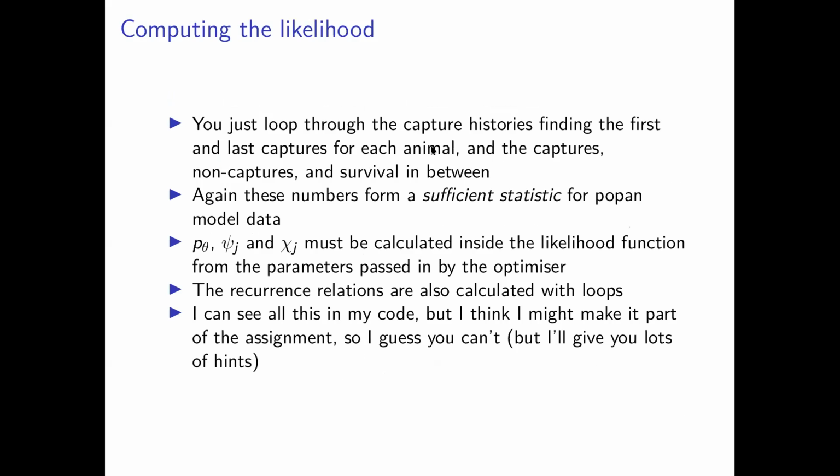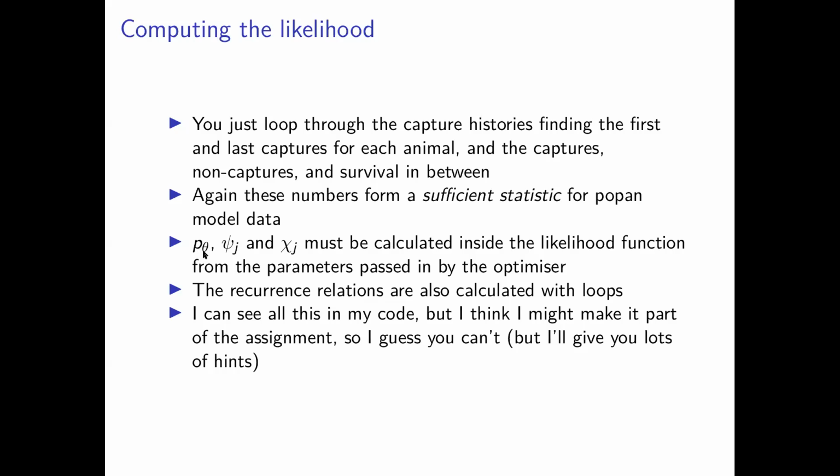To find all those numbers, you just loop through all the capture histories, and for each capture history, find the first and last captures for each animal, and the captures and non-captures and survival in between their first and last captures. And you can keep all that data as you loop through and find the summary statistics. And again, these numbers form a sufficient statistic for Popan model data. That means that these numbers are all you need to find the maximum likelihood estimate.